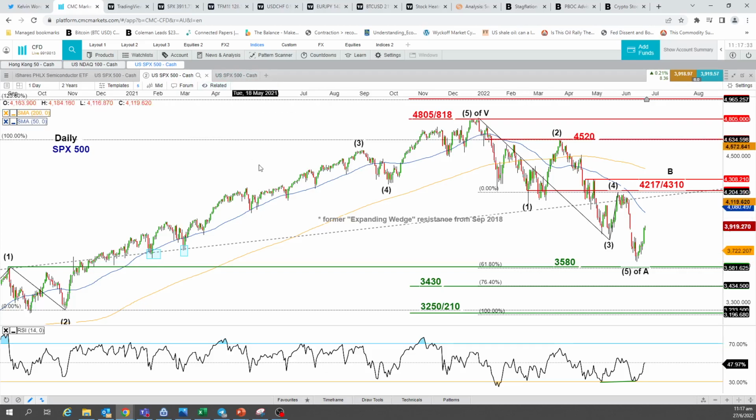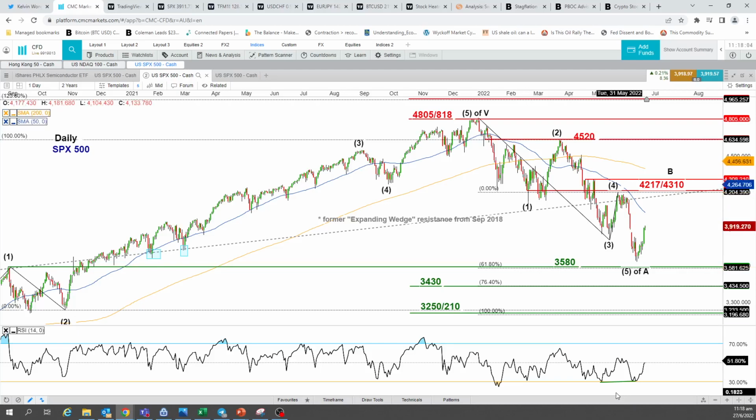So on the daily chart, what we could see in terms of the Elliott Wave perspective is that the first phase of this major downtrend, starting from the all-time high on S&P in January this year, has more or less ended. So this is what I consider as wave A. And right now we are potentially doing a corrective multi-month, 1 to 3 months wave B, potentially retesting this former expanding wedge resistance, pullback resistance at 4217, 4310 level.